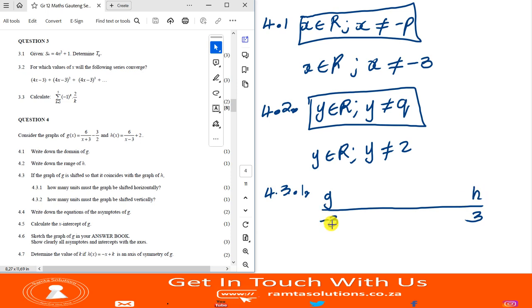Now for g to become h, how many units must it move? -2, -1, 0, 1, 2, 3. How many steps? 1, 2, 3, 4, 5, 6. Can you see that? So to answer your question, you will say it will move 6 units to the right. Happy? So this is the translation that needs to happen. It has been moved 6 units to the right.